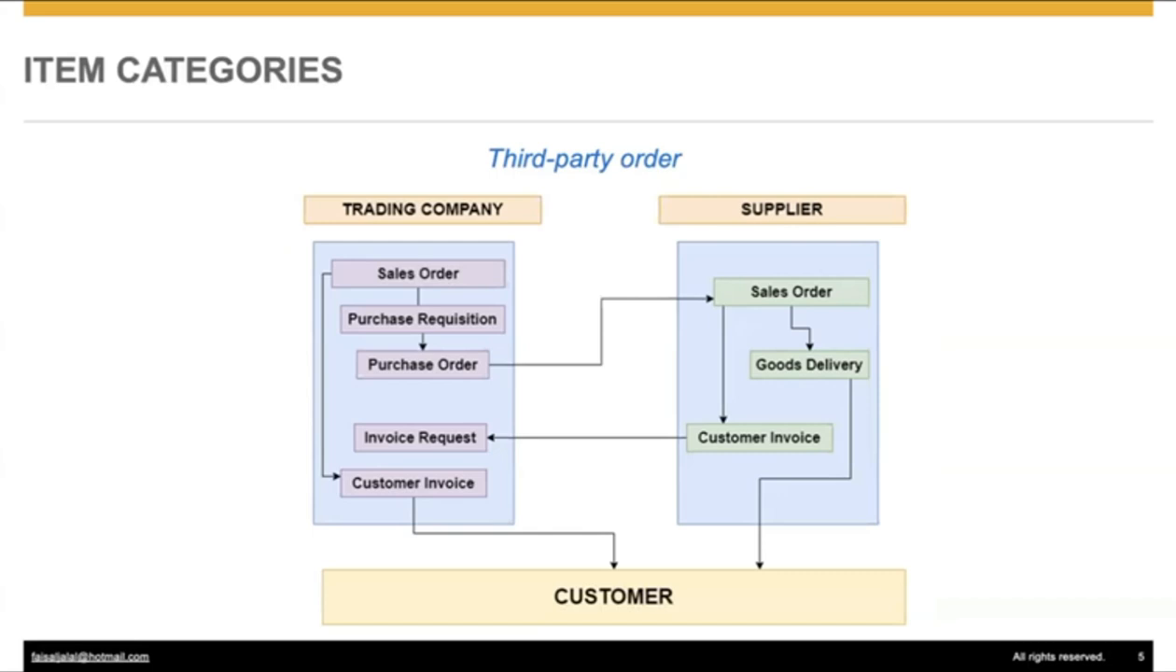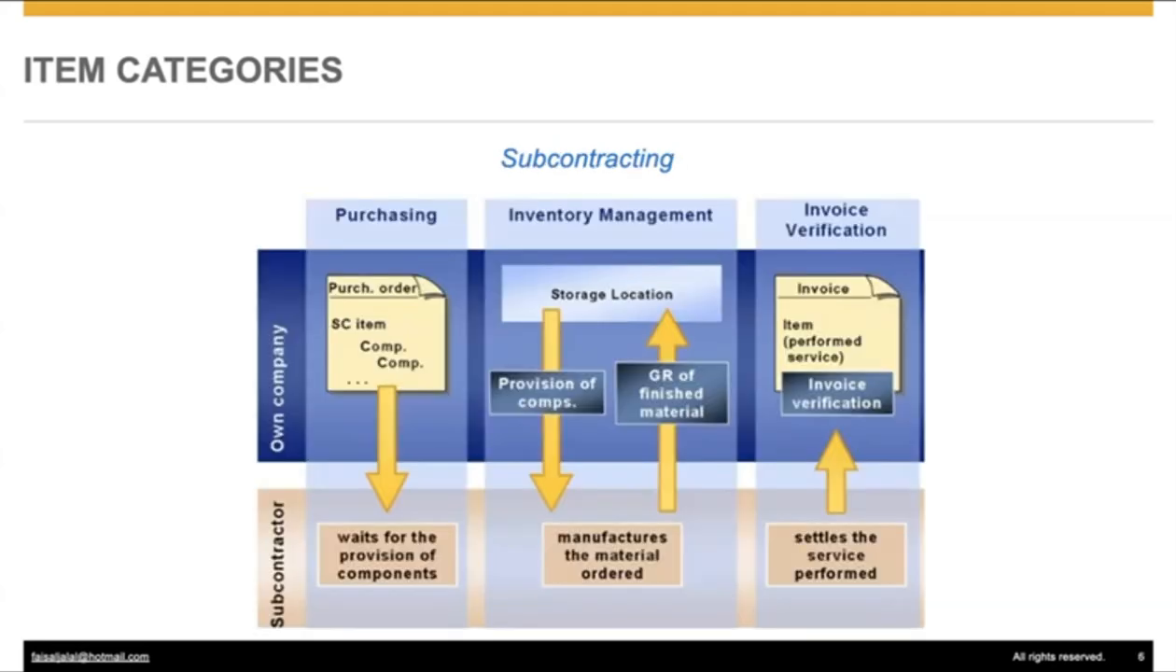In a third party order, the vendor ships directly to a customer. Companies employ third party orders for trading goods such as helmets, or some other materials that they purchase and then resell to customers without performing any operations themselves. Because the customer receives the goods directly from the vendor, there is no goods receipt for the company itself.